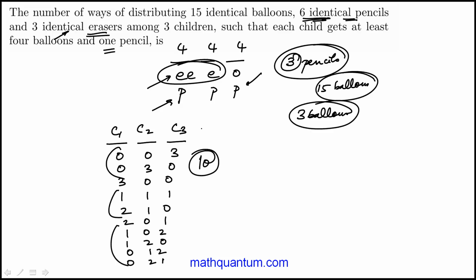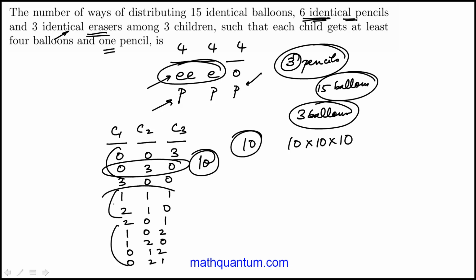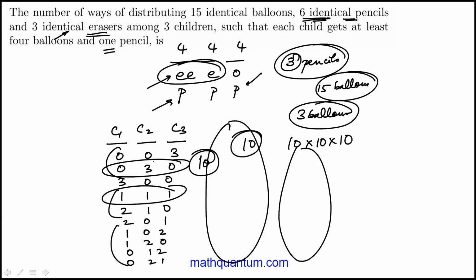balloons. And so each one can be distributed in 10 ways. So the total number of ways would be 10 times 10 times 10, because each of these distributions will then be paired. We'll have similar 10 for the case of pencils and 10 for balloons. And so each of those connections or the branches will give you one particular distribution. And that's why we're multiplying it. So the answer is 1,000.